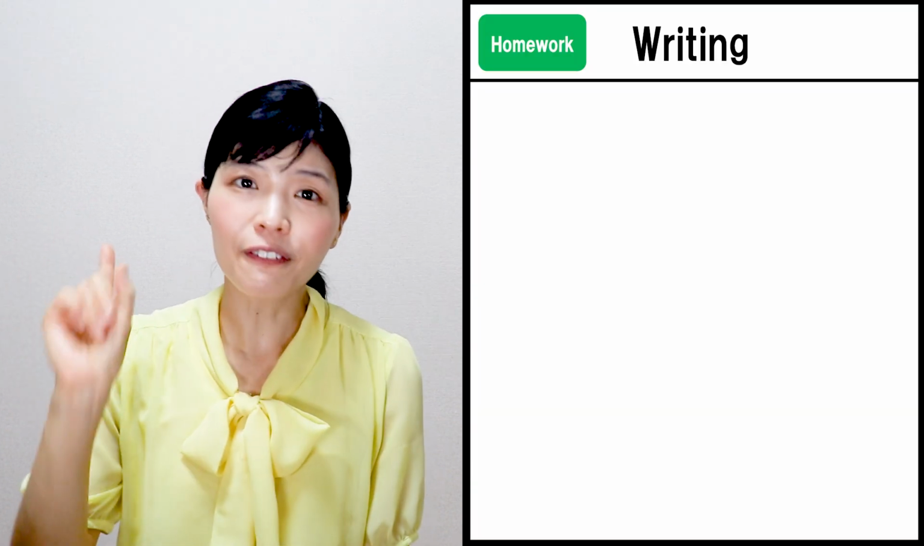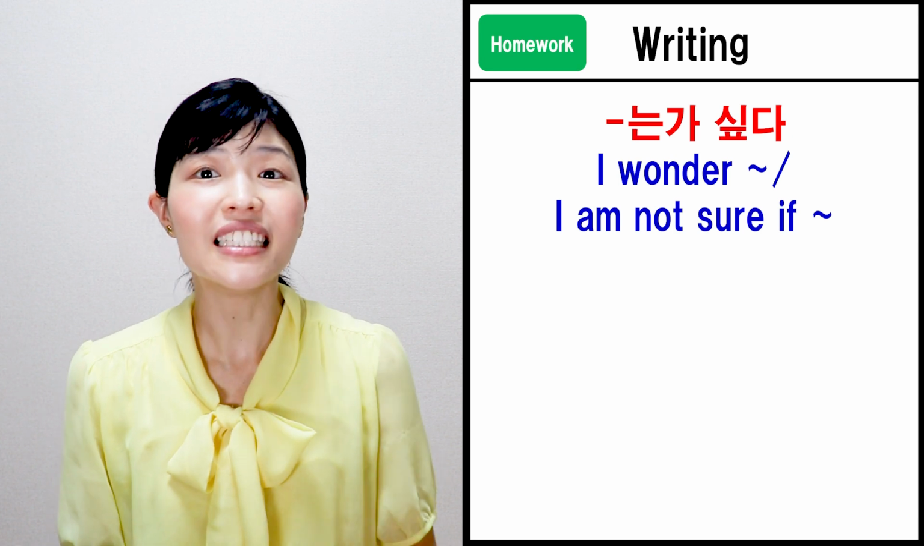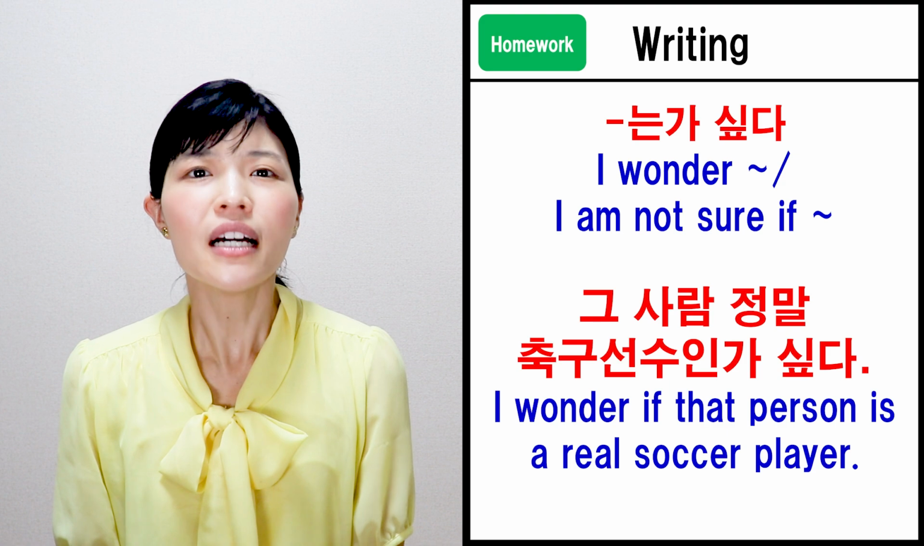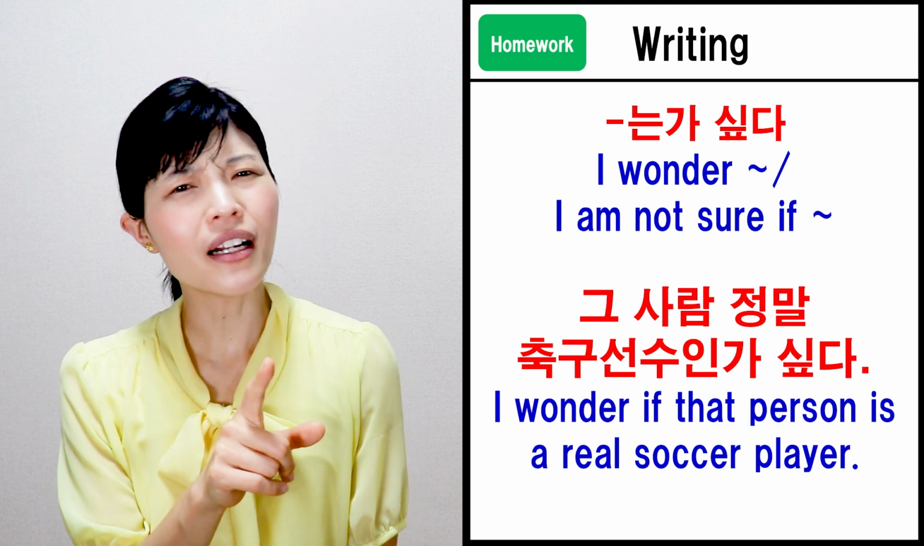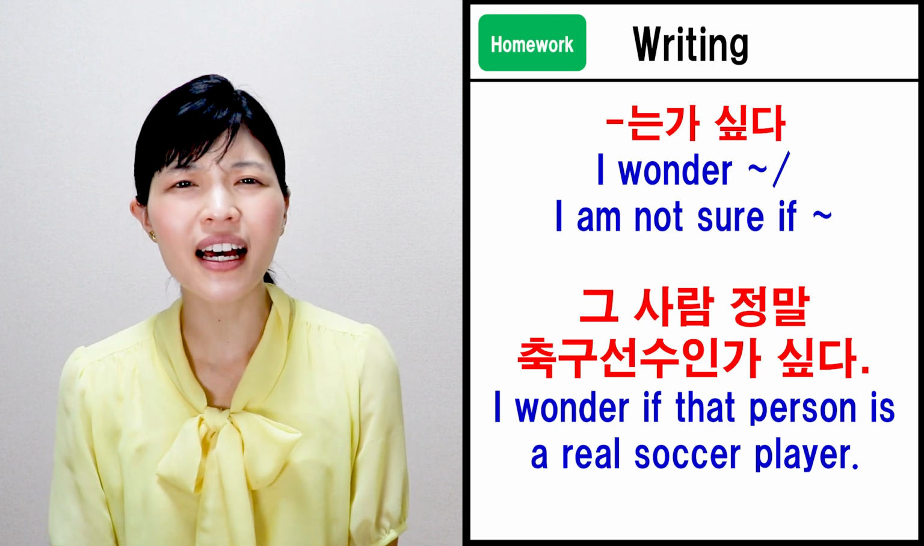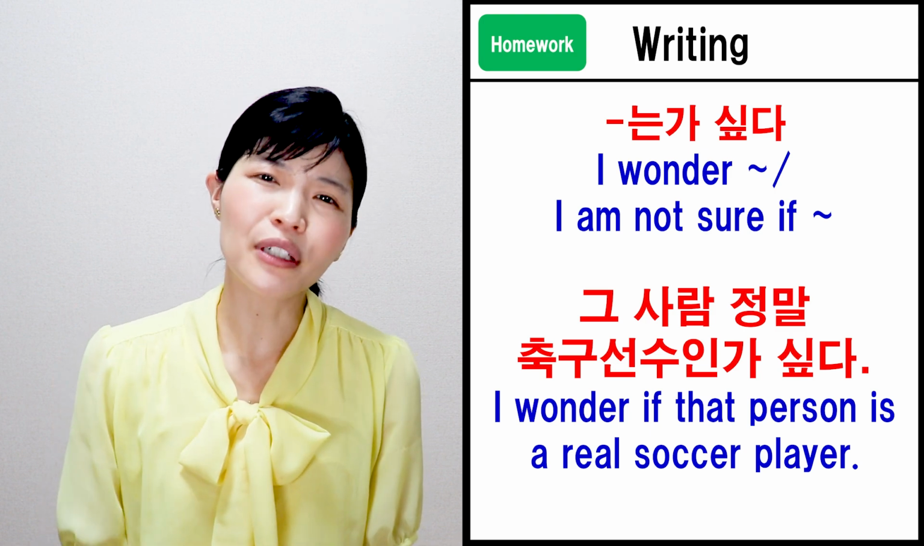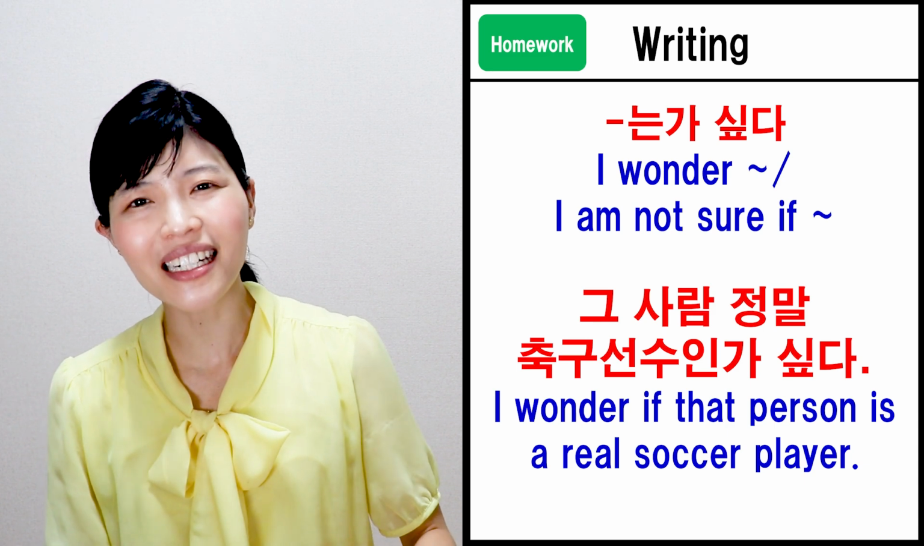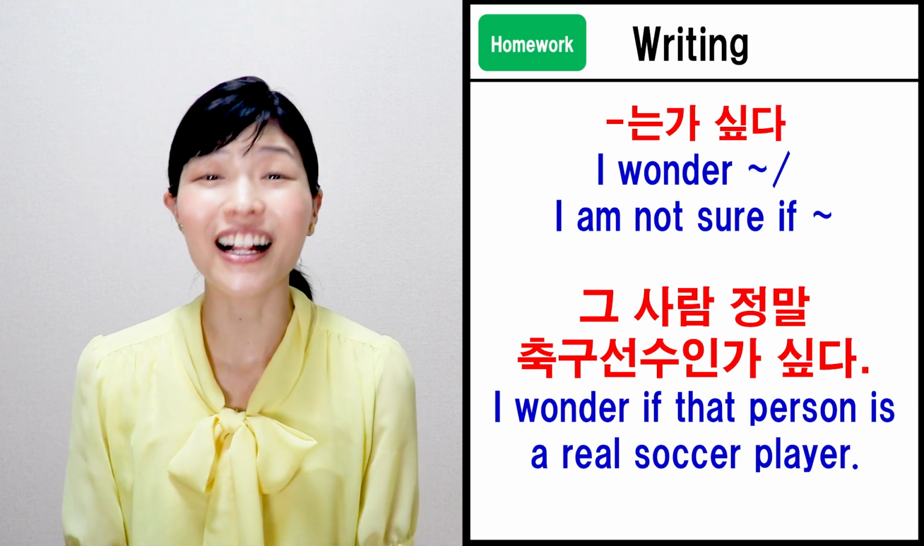By the way, did you spot today's grammar? I hope you did. Now, I'll announce today's homework. There are 2 parts to this homework. First, please make 3 sentences using today's grammar. For the first sentence, please use 는가 싶다. I wonder, I'm not sure if. For example, 그 사람 정말 축구 선수인가 싶다. I wonder if that person is a real soccer player. If you doubt something recently, you can write about it and tell me.